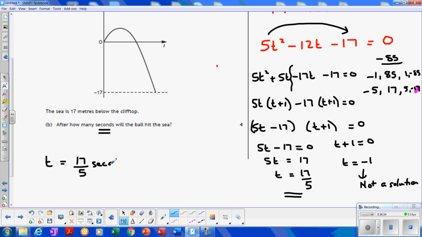Now you can change it to a mixed number. So 5 into 17 goes 3 times. 3 5s are 15, and there's 2 left over. So it's 3 2/5 of a second.